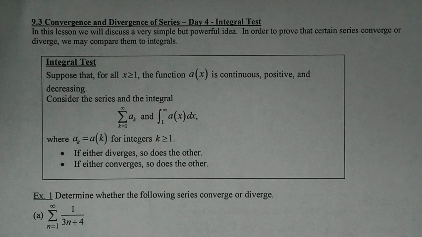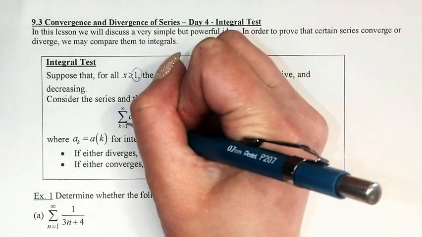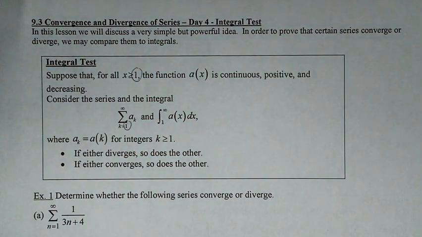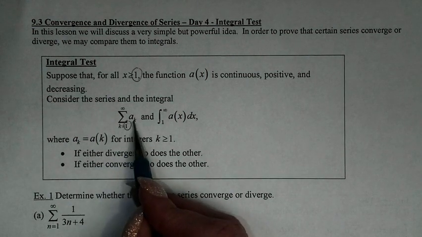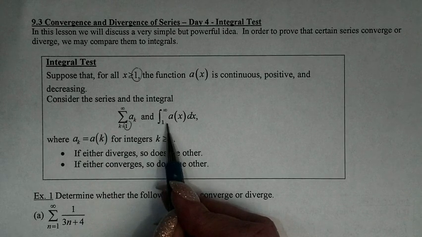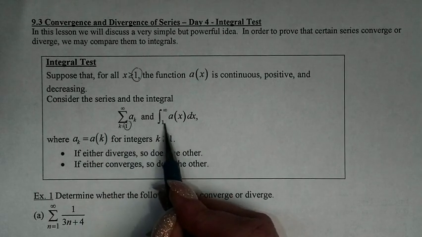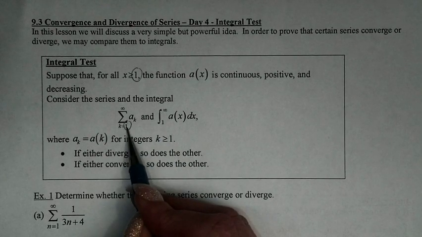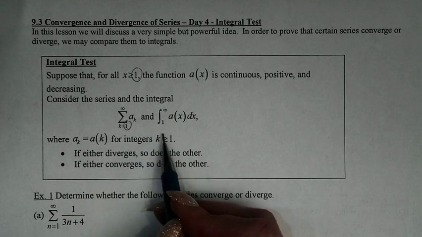Suppose that for all the x's greater or equal than 1, the function a of x is continuous, positive, and decreasing. Please note that this 1 that you see here is the indexing that you have here, okay? So consider the series from k equals 1 to infinity of a sub k, and the integral from 1 to infinity of a of x dx. Please note that this is the lower limit and this is the upper limit or bound, however you want to call it.